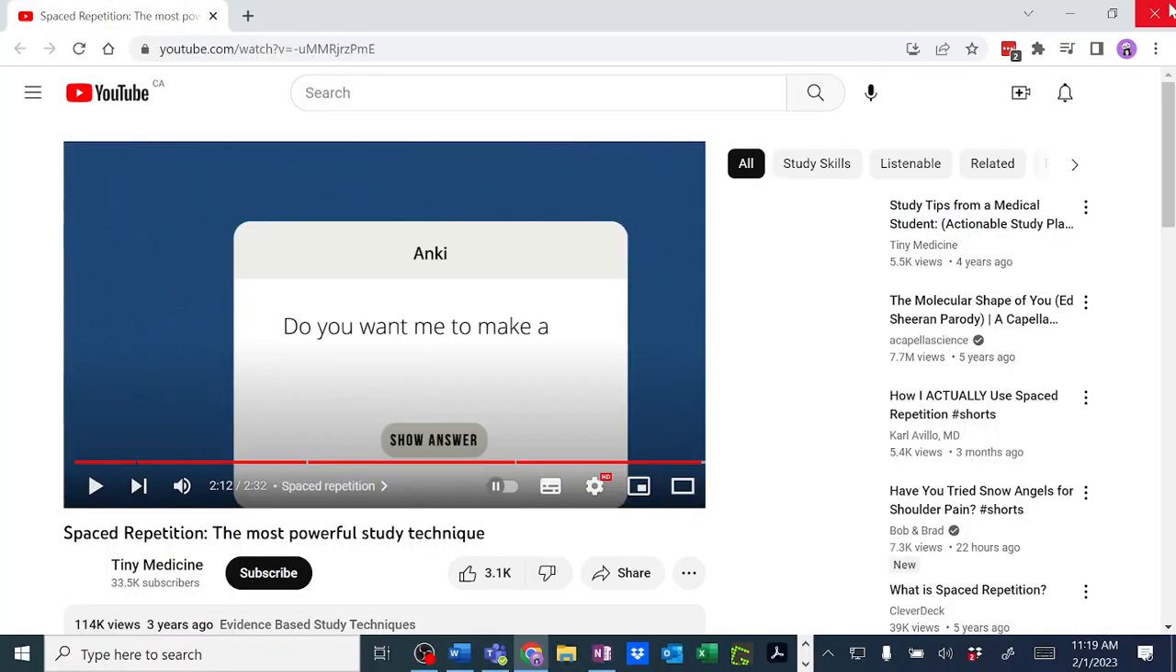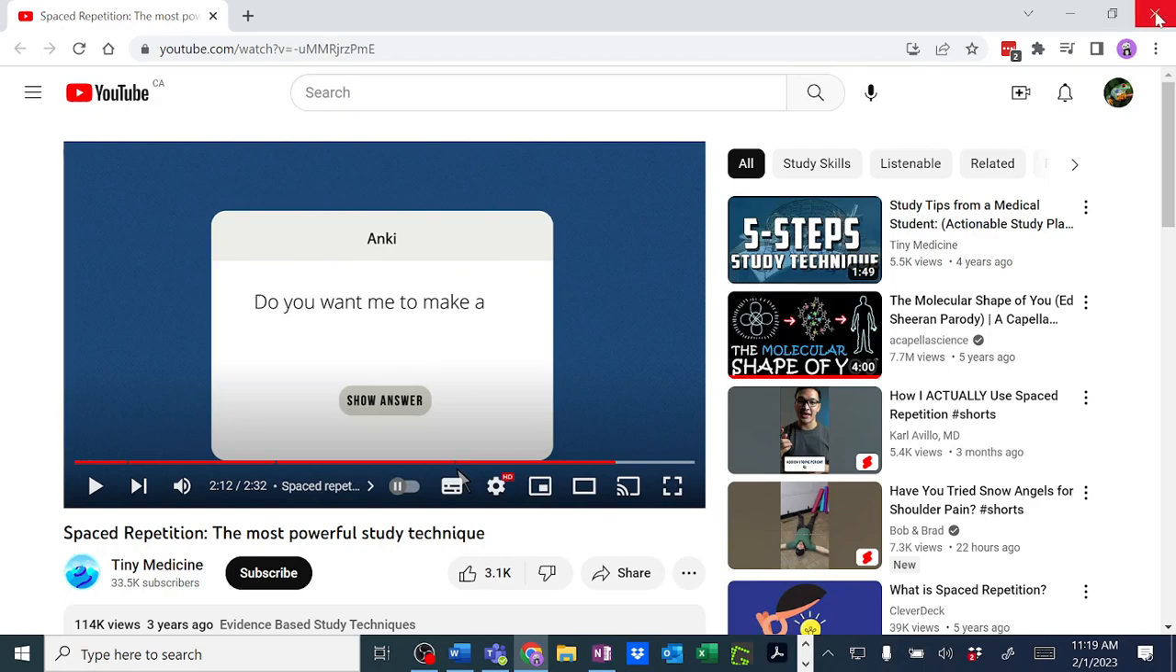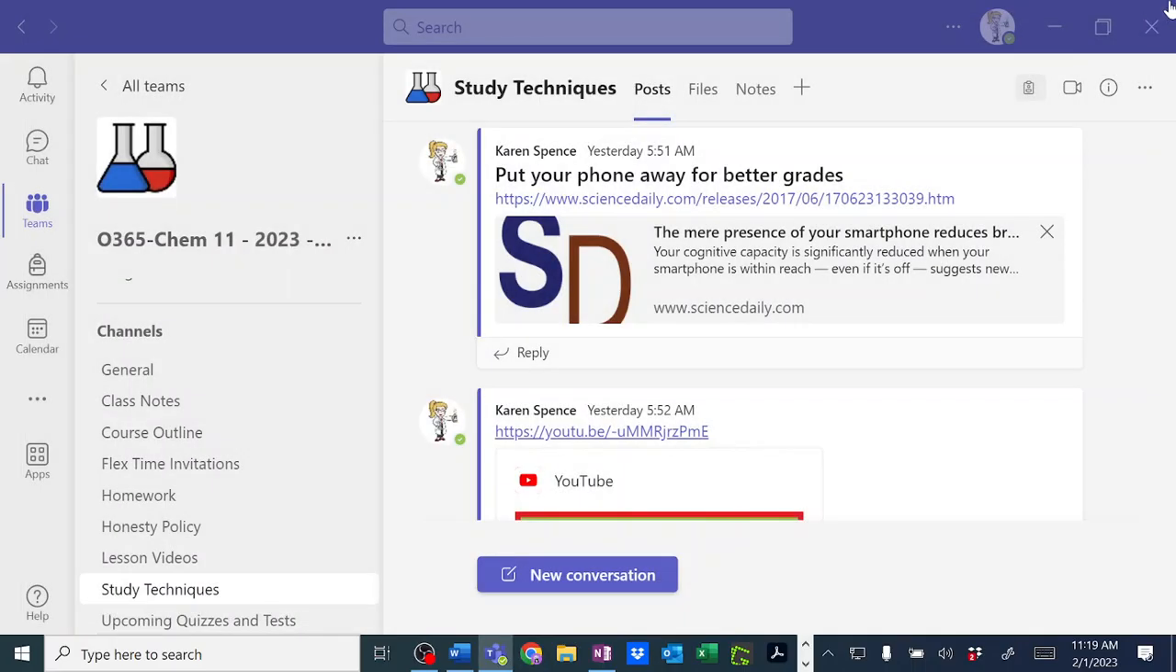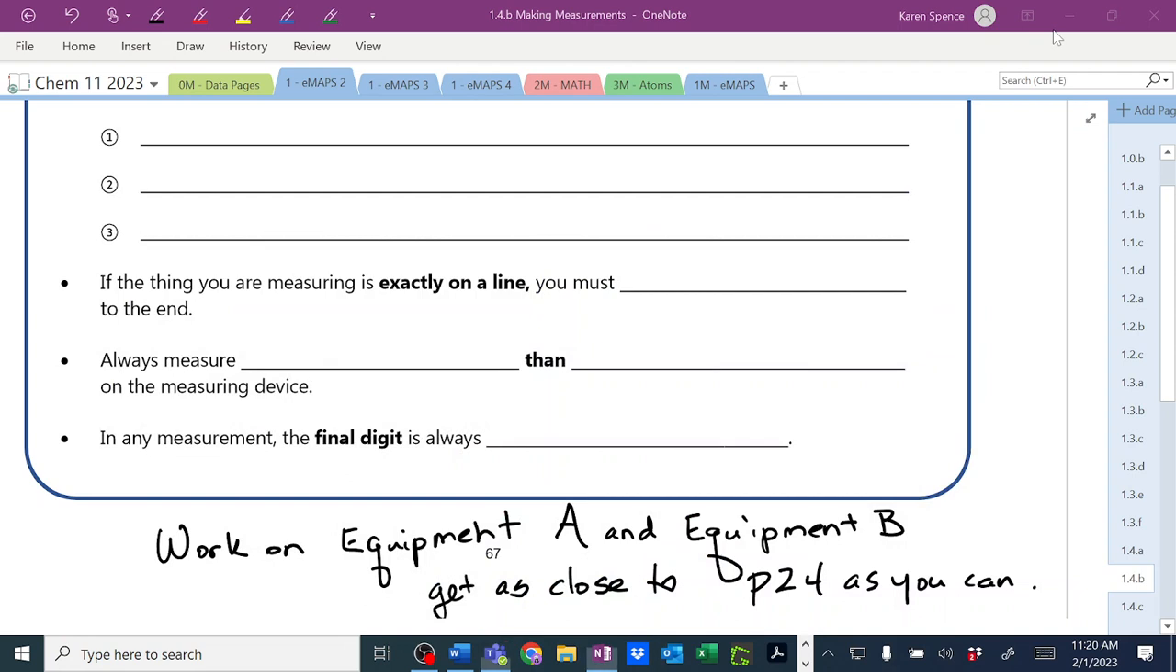That was all about spaced repetition, an extremely powerful technique used by lots of really successful people.